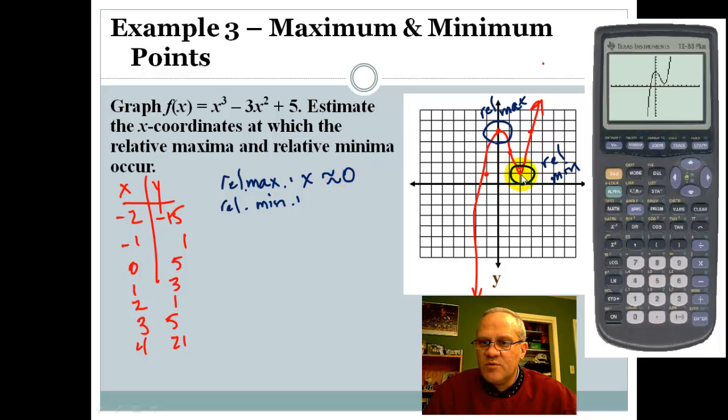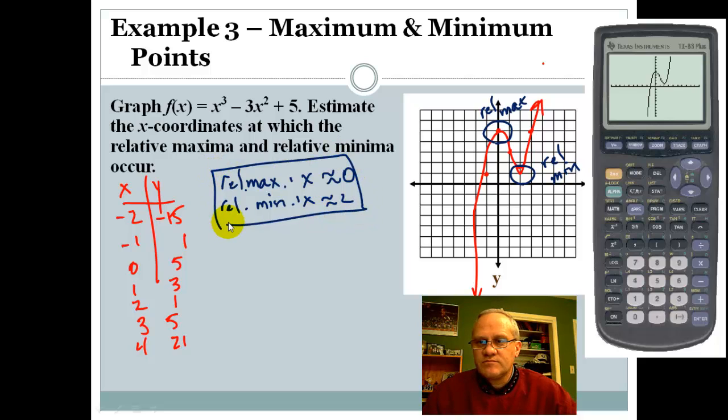And here at the relative minimum, what's x there? X is 1, 2. So x is approximately 2. Okay, that's what we would give as our answer there. Now again, it may not be exactly those spots. As a matter of fact, it probably won't be. Looking at our table here, if it was exactly at that point at 0 here, well, I don't know. In this case, it's kind of hard to tell. I'm just thinking about the zeros.